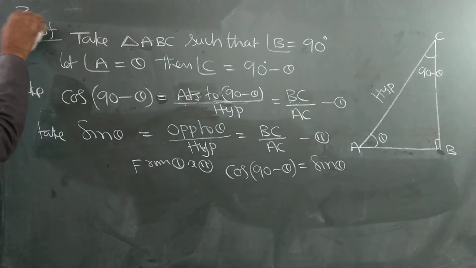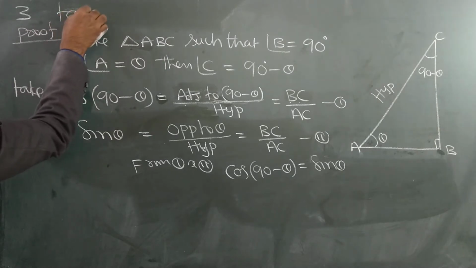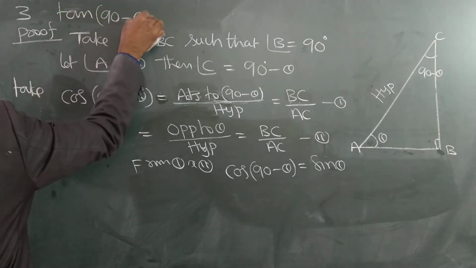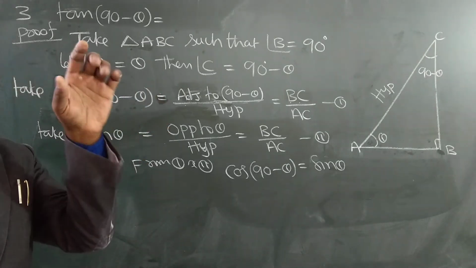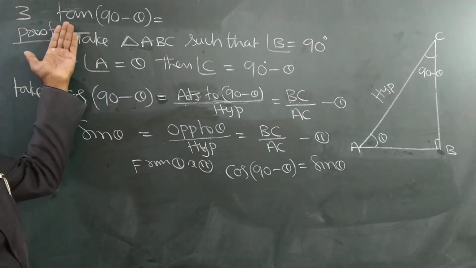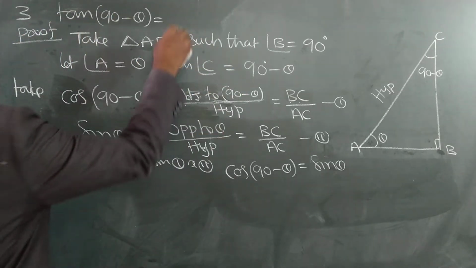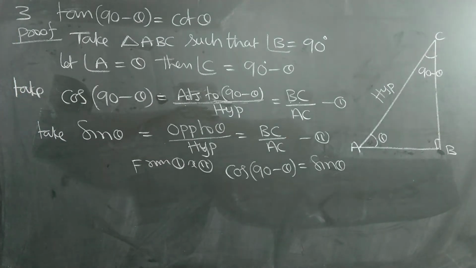Actually remaining you can do it, but I will derive all. So tan 90 minus theta: for tan 90 degrees, tangent changes to cotangent, sine changes to cosine, cosine changes to sine. What is the short form of cotangent? Cot. Tan 90 minus theta is equal to cot theta.